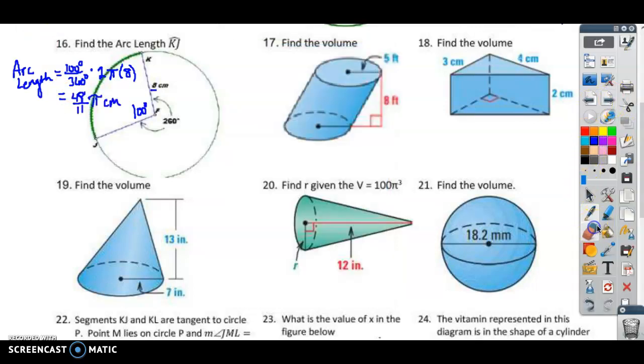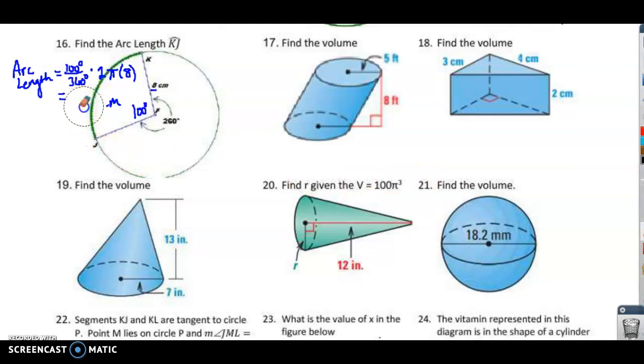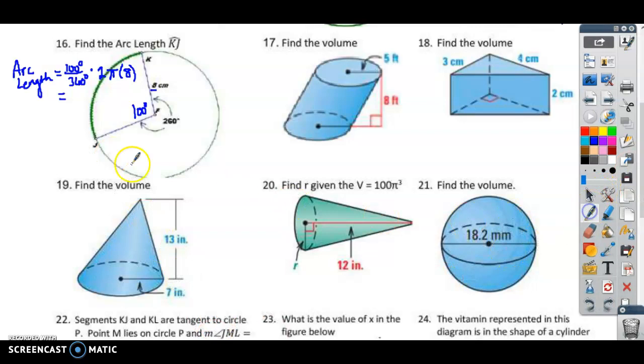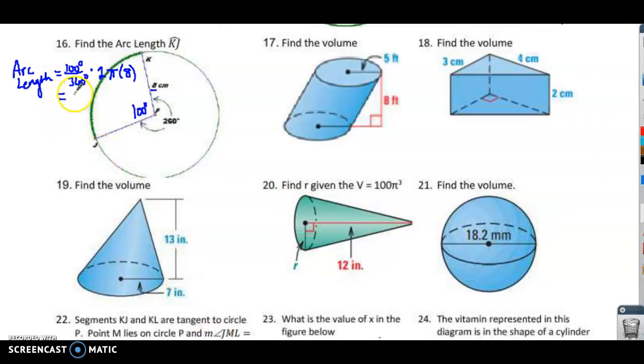That's not 4 and 4/11. That's actually 4 and 4/9. So let's get rid of that and fix that really quickly. So 4 and 4/9, that would be 40 over 9 pi centimeters. So the arc length here is 40 over 9 pi centimeters. You can work on that through your calculator to help you get that fraction as well.